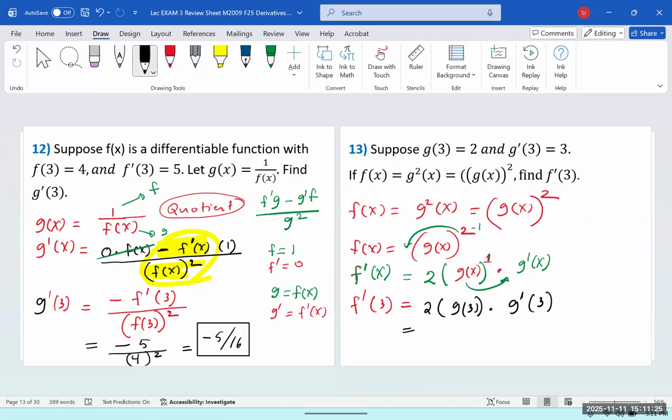Chain rule. It is the derivative of the power first, and then you multiply by the derivative of the inner function.